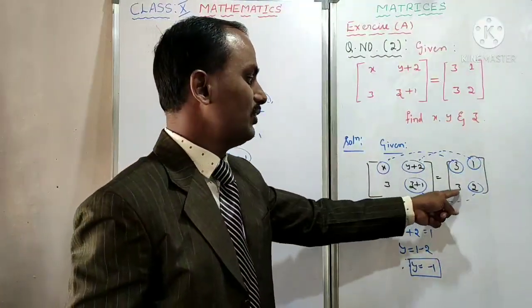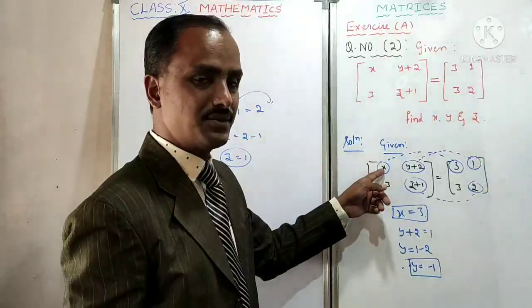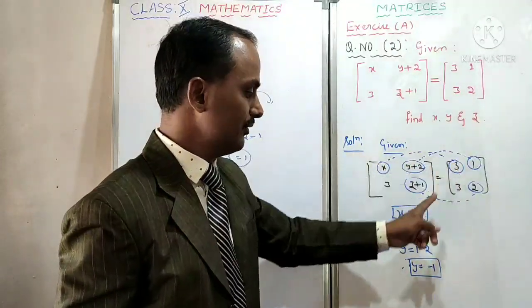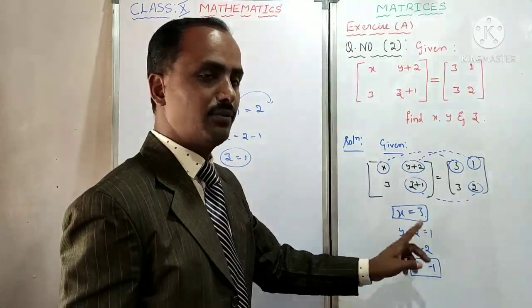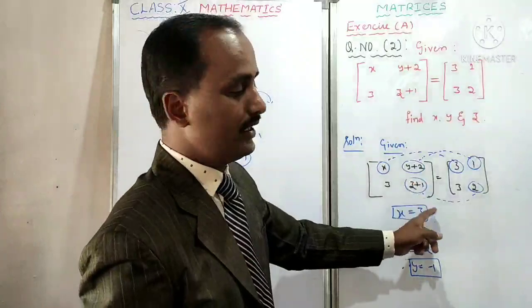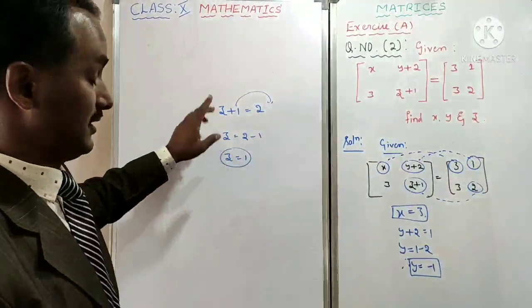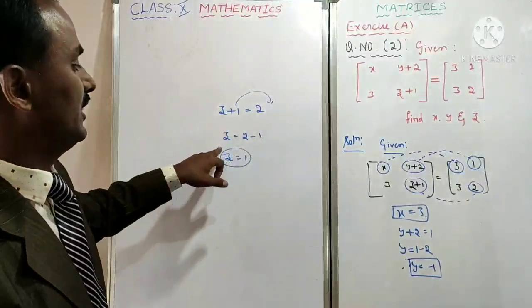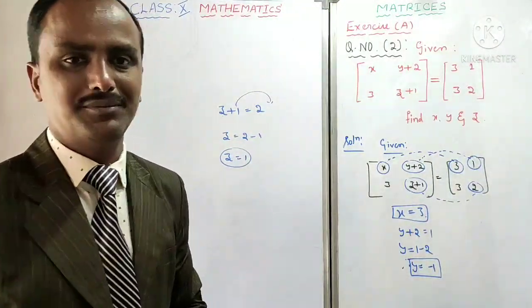See, 3 is equal to 3. We don't want that, but we want only this x value because this one is equated to this one. We got x value 3. This one, after simplification, we got y value minus 1. Then y plus 1 is equal to 2: this corner element is equated to this corner element. z plus 1 is equal to 2. We finally got z is equal to 1. Easy, is it? I'll go to one more problem.